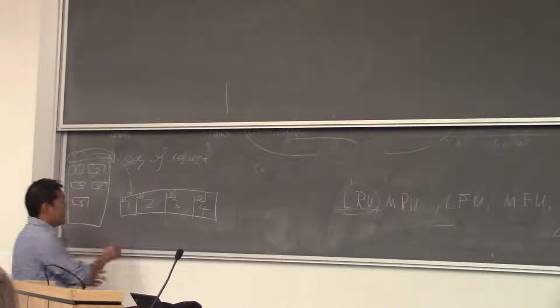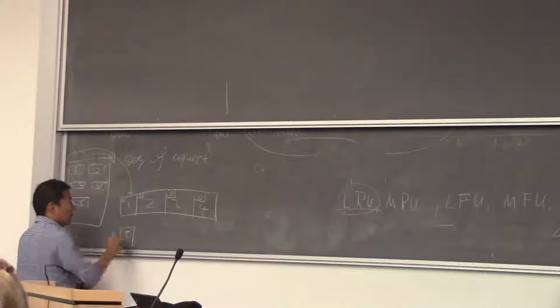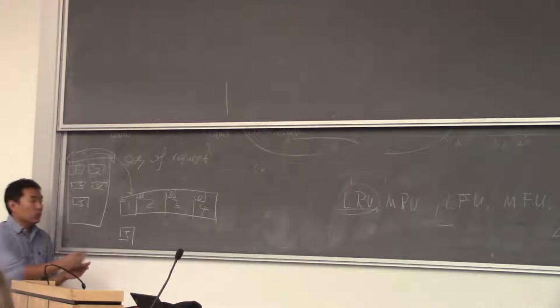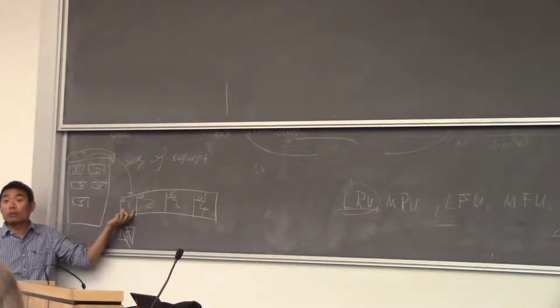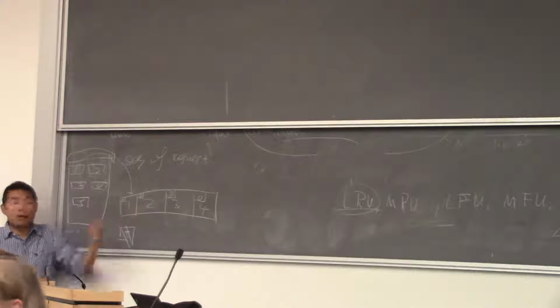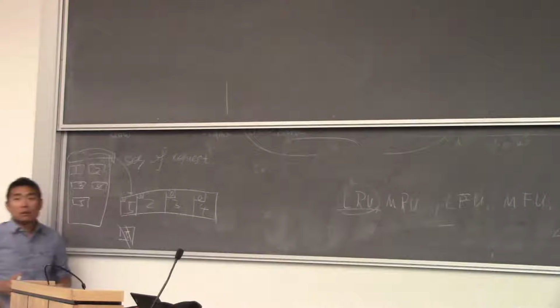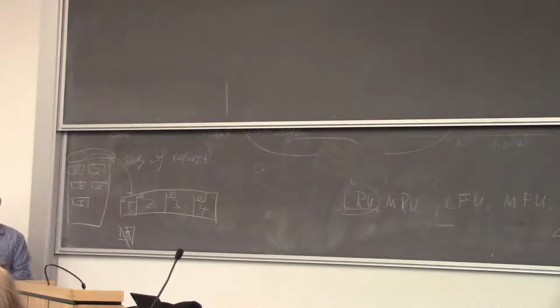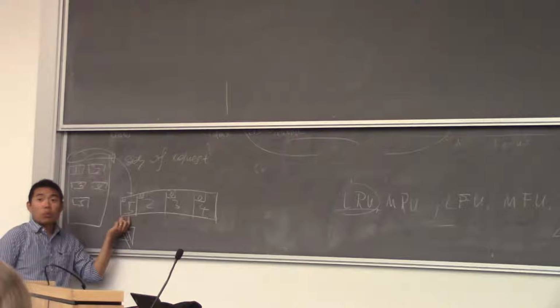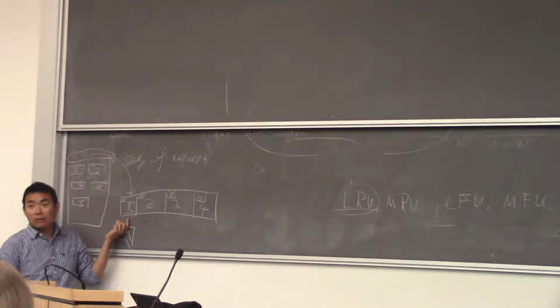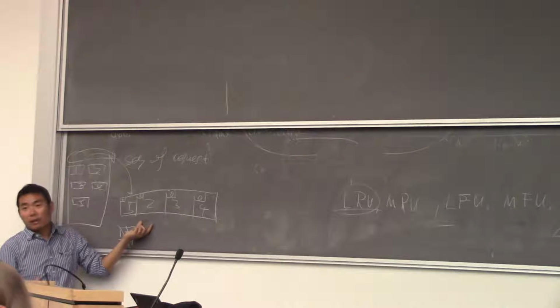Now, if I ask for 5, given LRU, what should I replace? I should replace this guy, because 1 is the least recently used page currently in my buffer. But if I'm doing this sequential request, 1, 2, 3, 4, 5, 1, 2, 3, 4, 5, let's play a little bit more. Next, I request for 1. 1 was just replaced, too bad. That's what I want. Fine, I replace the next one.